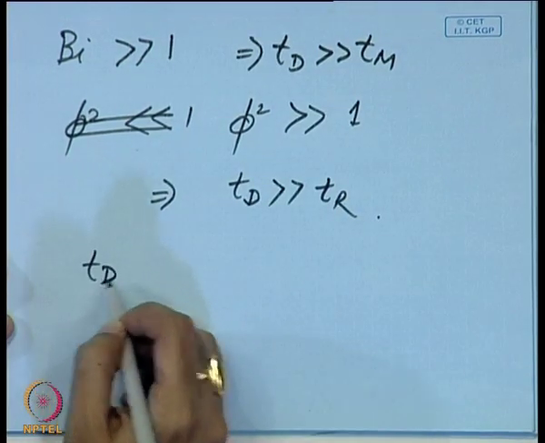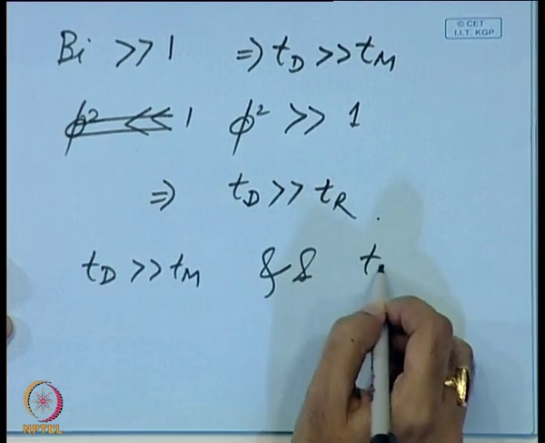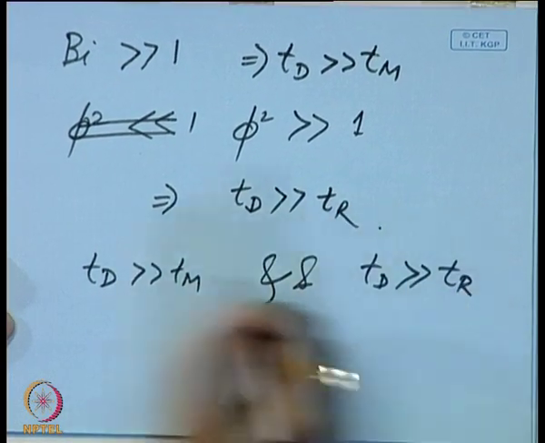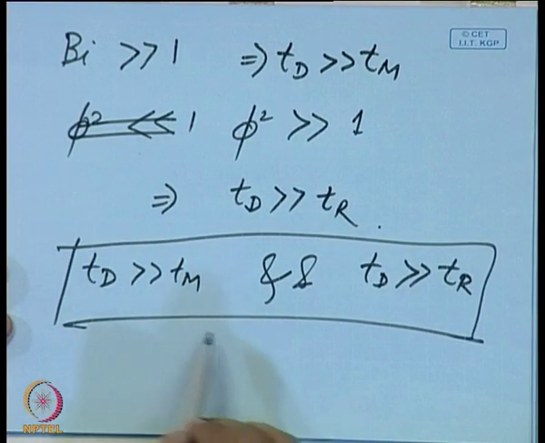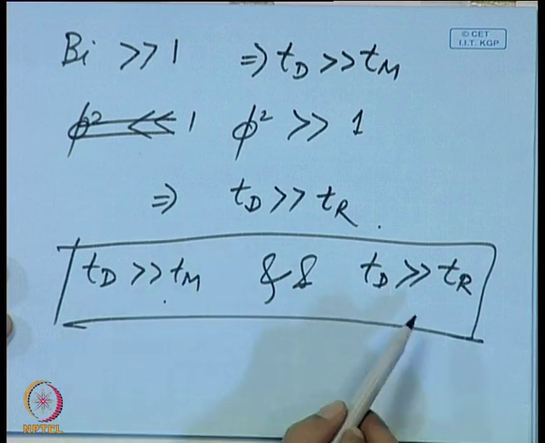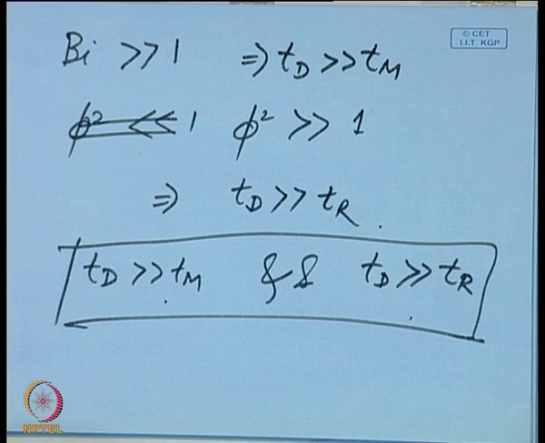So, which means Td is much greater than Tm and Td is much greater than Tr. Now, I cannot write the kind of inequality I wrote before, because I do not really know the relationship between Tm and Tr, but one thing I know is that Td is the slowest of all, is the smallest. So, it is now limited by internal diffusion.